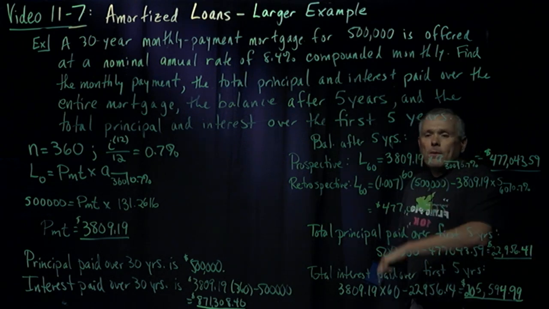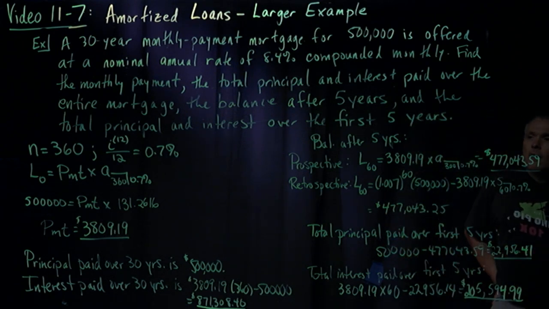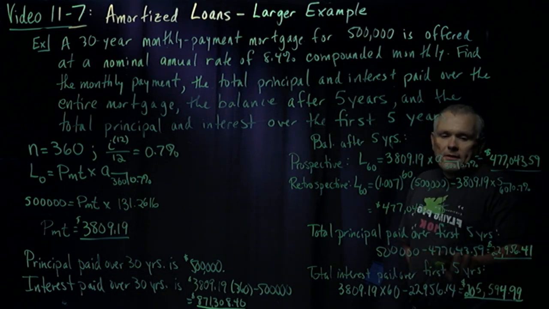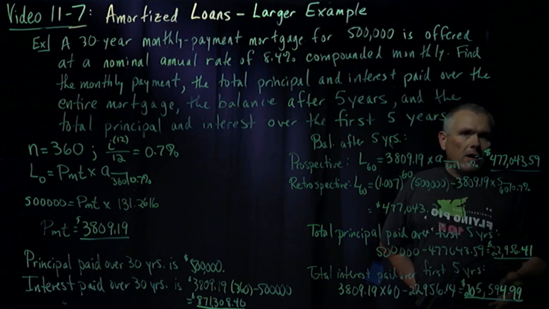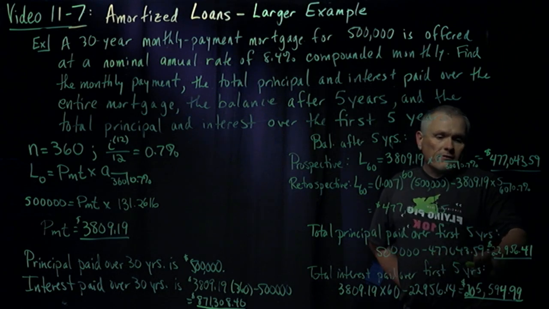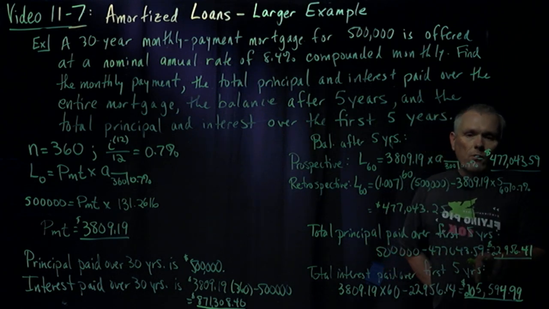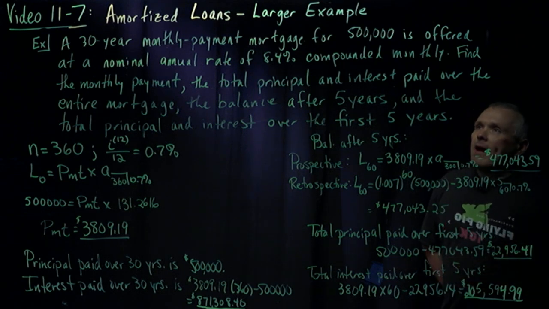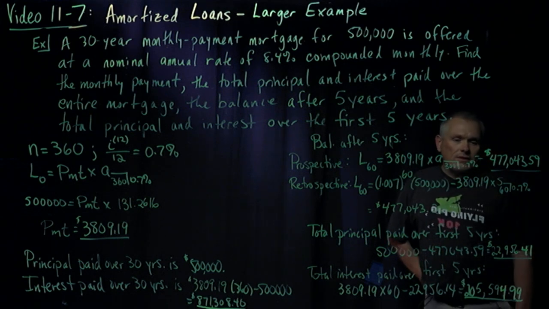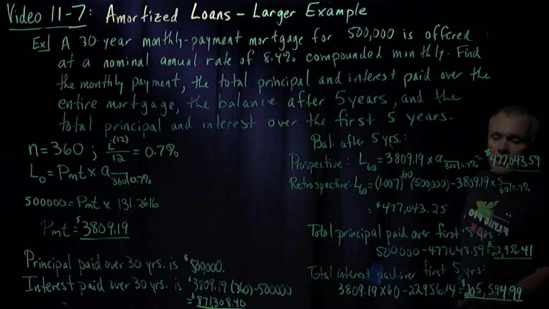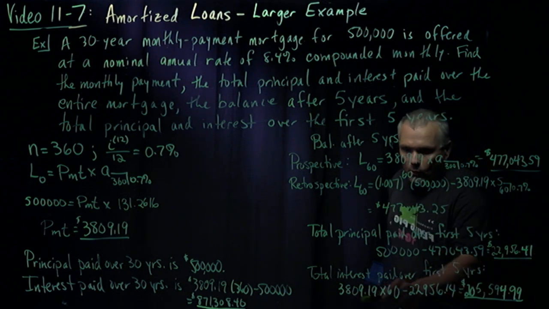All right. How do we figure out the total principal paid over the first 5 years? Well, in that case, we just need to worry about the change in the balance. Whatever the change in the balance is, that is how much principal has been paid down. So we know that our balance after 5 years is this $477,043.59. I just picked the prospective balance. Subtracted from the initial balance, which is $500,000, gives us that principal paid is $22,956.41.